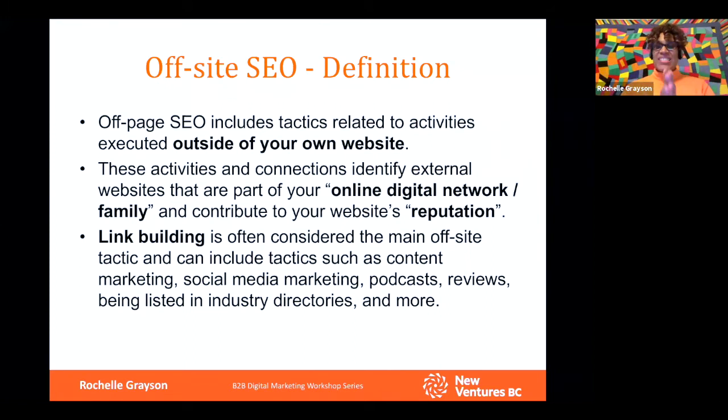So these activities and connections identify the external websites that I'm going to call part of your online digital network or family, right? Those links mean you are now connected to these other websites, and if those are good websites, they actually will impart, and it's a very challenging algorithm, but they start giving you a reputation. If you remember as a child your parents said, be careful who you associate with because that'll establish your reputation, it's the same online.